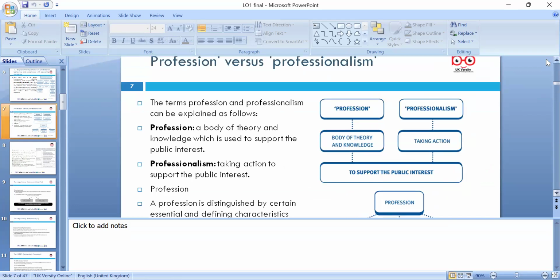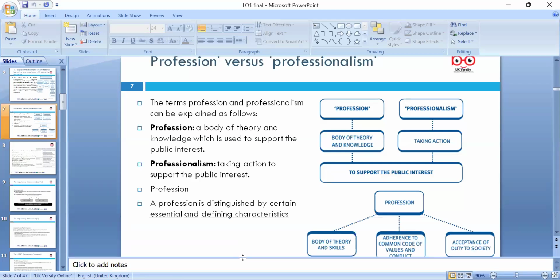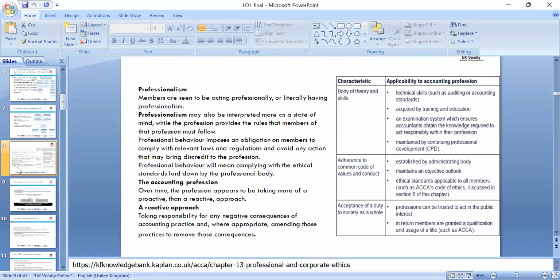When we say profession, it is a body of theory or knowledge which is used to support the public interest. And professionalism is taking action to support the public interest. So the profession is accountancy, and professionalism is following and dealing fairly, truly and with up-to-date information to the client. Yes. So we can look at the profession and professionals taking actions, and the profession's body of theory and skill, and its common code of practice, like a code of ethics. Those we need to look at.